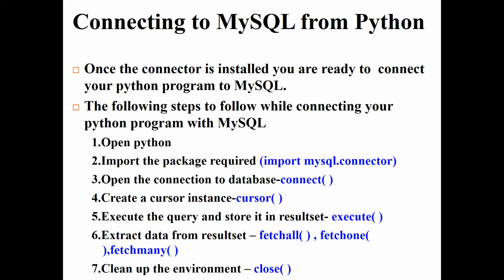So here the package name, my module name, is mysql.connector. Since it is very big, you can give a simple alias name like A, B, C, or any name of your choice. You can give it as an alias name, and then you can use it in your program.